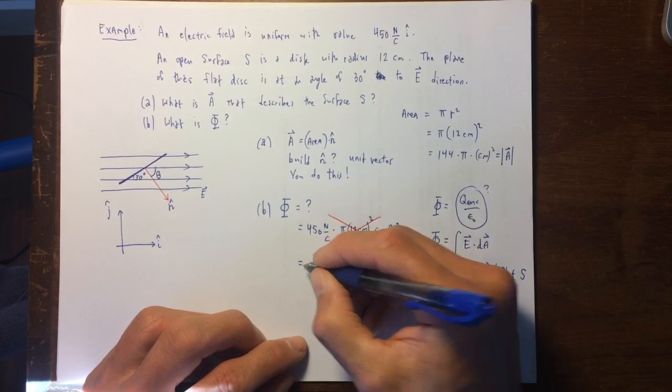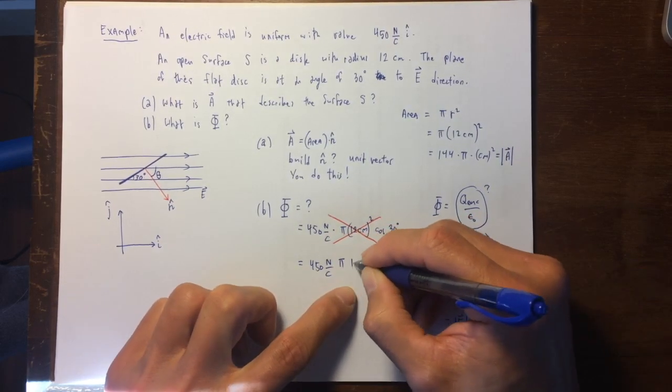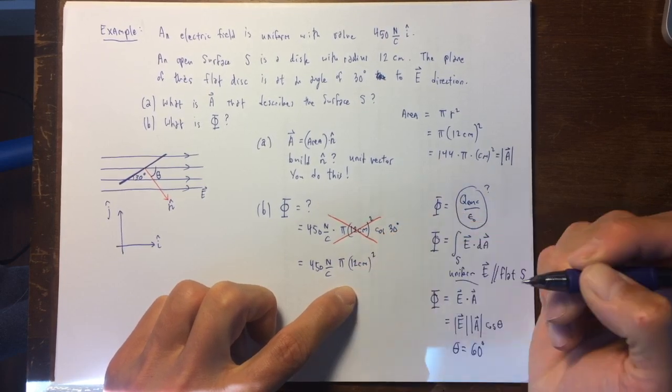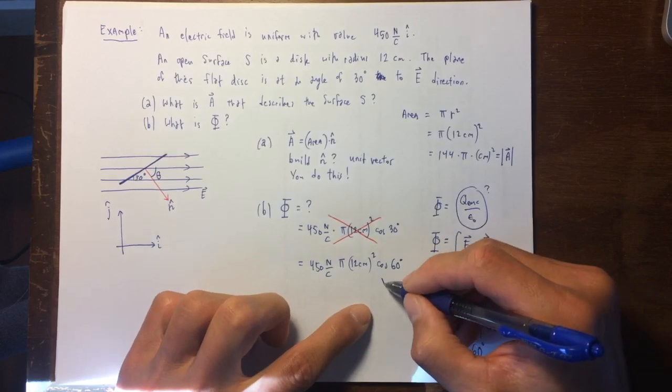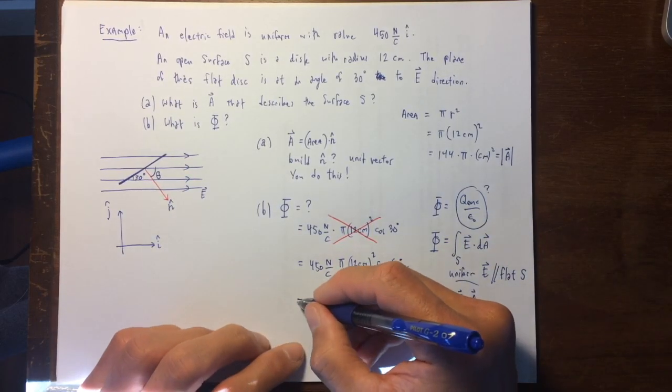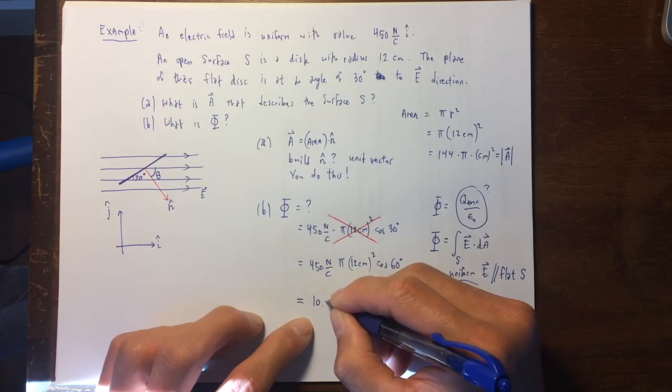So the answer really is 450 newtons per coulomb times pi times 12 centimeters squared times the cosine of 60 degrees. This is the right answer. And when you go through and calculate this, it turns out that the answer is about 10.2.